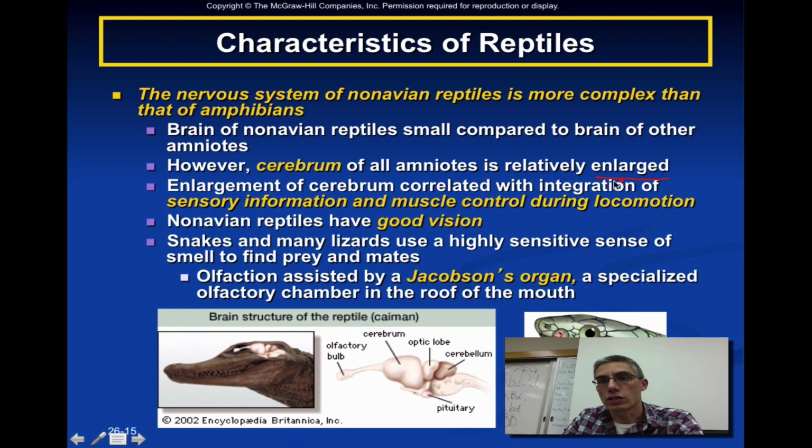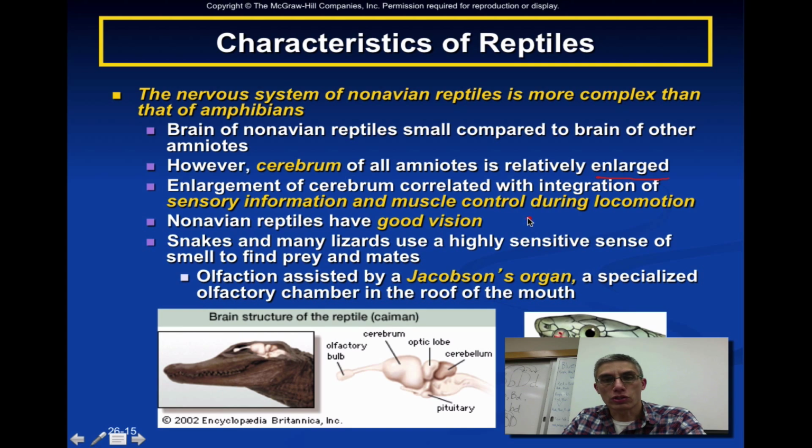So we're going to start seeing a sort of progression or a change in the way that this brain is represented. This cerebrum that's become a little bit bigger is going to correlate with the integration of sensory information and muscle control during locomotion. What that basically means is that now we have animals that have more of an ability to react. I don't quite want to use the word think yet, but they have the ability to judge what's going on in their environment and make decisions on what they need to do.